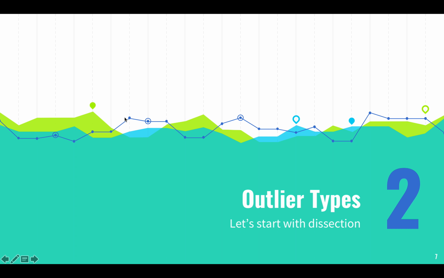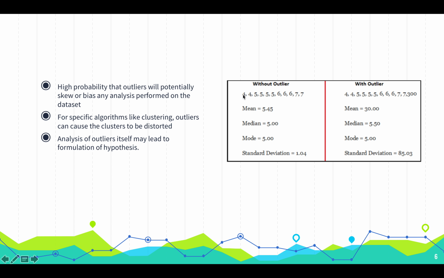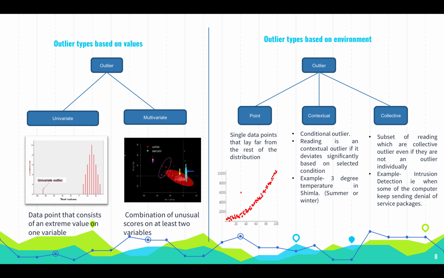The example here is a univariate example, wherein we are just considering the variable x. Suppose these are the variable x values, and we are detecting an outlier by just analyzing this variable. So these are called univariate outliers. Now, multivariate outliers are basically a combination of unusual scores on at least two variables.